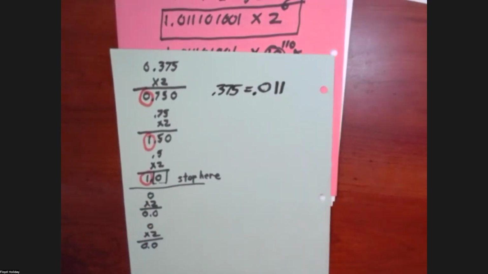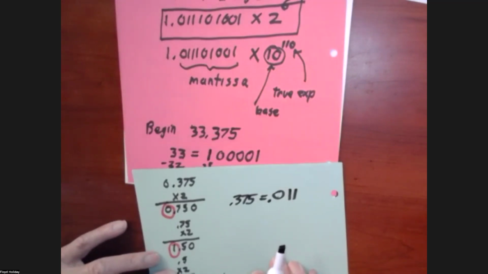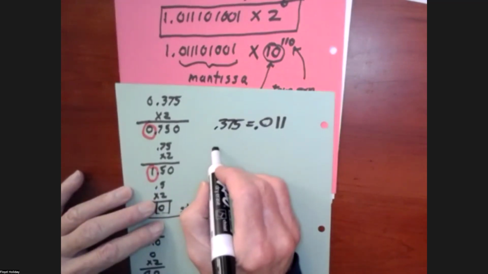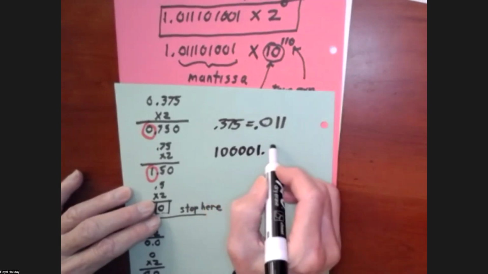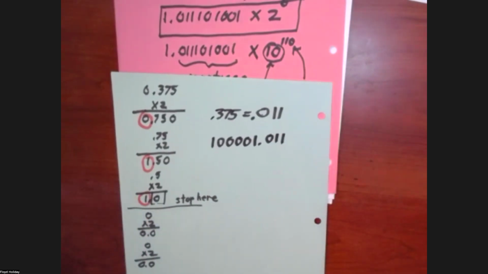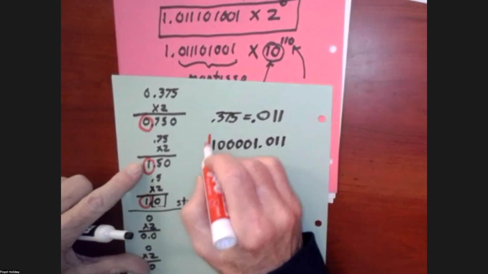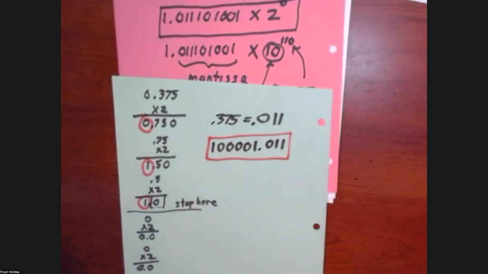Okay, so now we have two halves, we put them back together. The first half was on the other page. 1, 0, 0, 0, 0, 1, dot 0, 1, 1. That's our floating point number converted to binary, but it's not IEEE yet. Nice number, but it's not IEEE form.